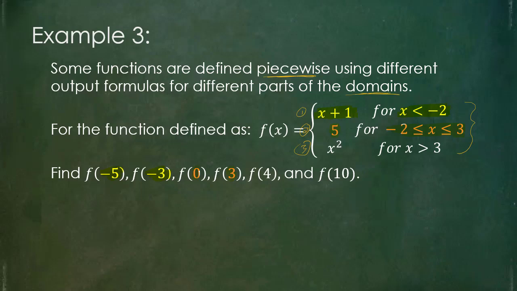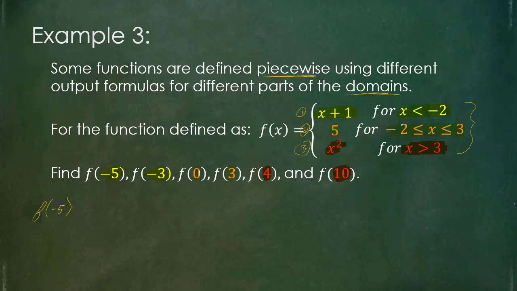And then on to the last one, if I have x being greater than 3, I plug into this x squared expression. It seems like 4 is going to fall in that window, and 10 for sure is going to fall in that window. So if it helps to color code, if you have to do multiple parts, by all means go for it. With each of these, I'm just going to now plug in those values and use the function notation.